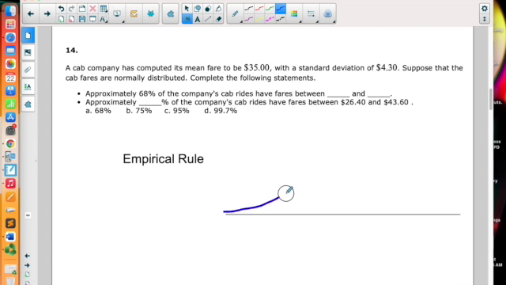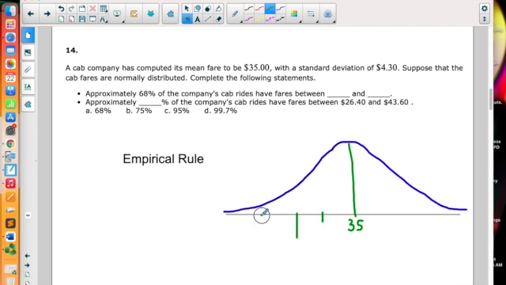Let's see if I can draw a normal curve that doesn't look so sad. Okay, doesn't look too bad. All right, so we start out with our mean directly in the middle, $35. Now let's talk about how our standard deviation appears right along the side here. So we've got 1 standard deviation of the mean, 2 standard deviations of the mean, 3 standard deviations of the mean.